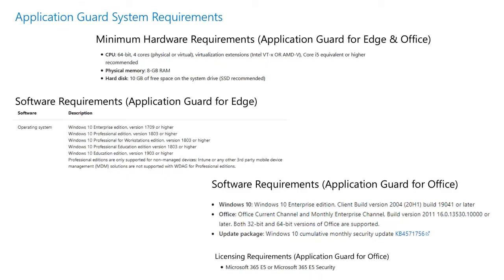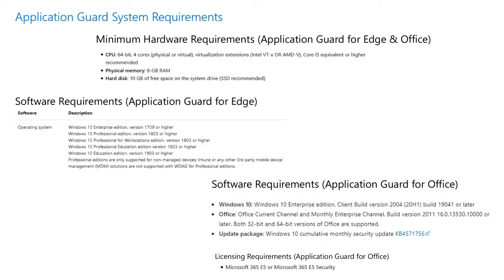As Sunny mentioned, Application Guard for Edge has been available since version 1803 for Professional and 1709 for Enterprise or higher. It's been available for a while now. But for Application Guard for Office, you would specifically need Windows 10 Enterprise Edition, client build version 2004, which we also call 20H1, which was released in the summer of last year. You would need at least that build or above to enable Application Guard for Office.